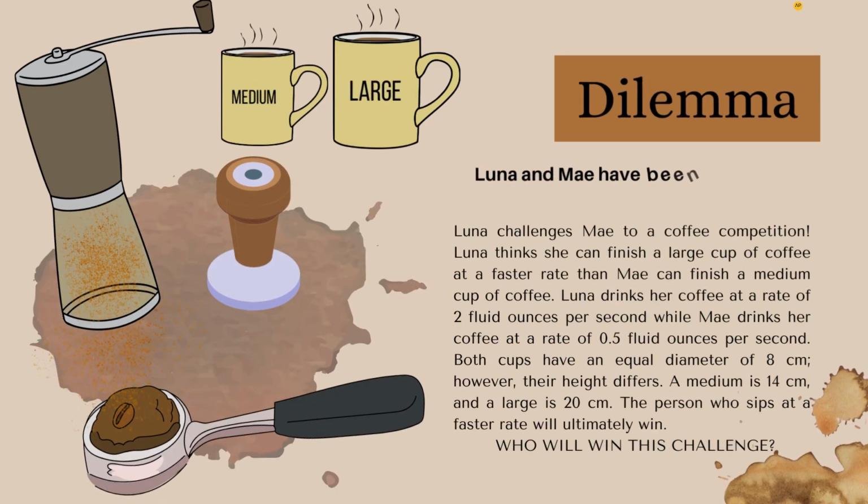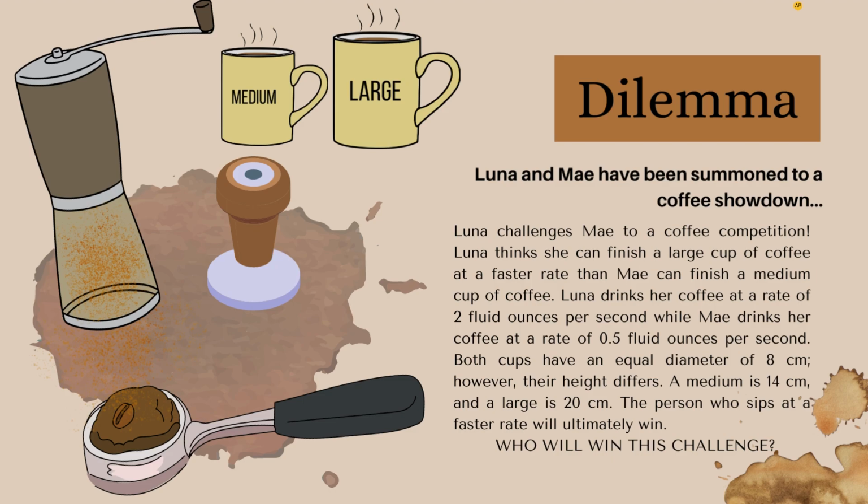For the dilemma, Luna and May have been summoned to a coffee showdown. Luna challenges May to a coffee competition. Luna thinks she could finish a large cup of coffee at a faster rate than May could finish a medium cup of coffee. Luna drinks her coffee at a rate of 2 fluid ounces per second, while May drinks her coffee at a rate of 0.5 fluid ounces per second.